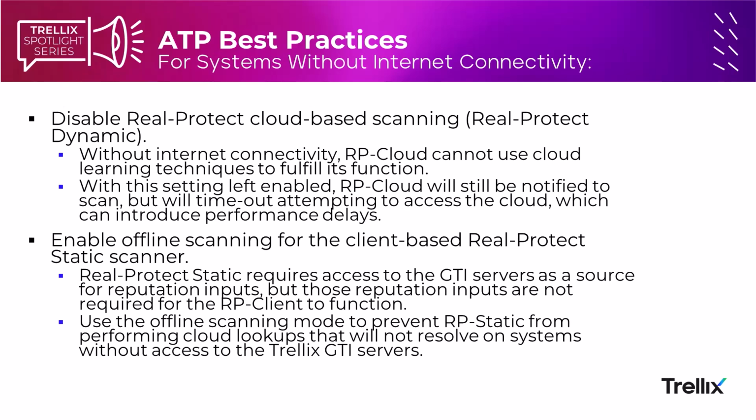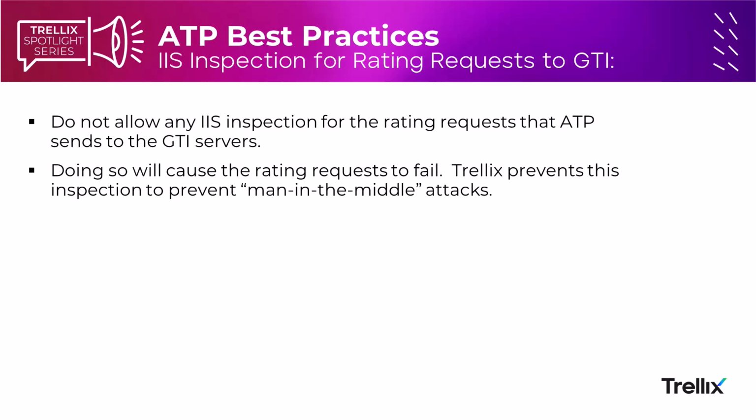Now on systems without internet connectivity, that really kind of defeats some Real Protect features. Number one, your cloud scanner isn't going to function, so you might as well go into the policy and turn it off. Real Protect Client, there's an offline scanning mode. So if you have systems running ATP that you know will never have connectivity to the GTI cloud, go ahead and disable the Real Protect Cloud scanner and then set the Real Protect Client scanner to its offline mode, and that'll prevent the lookups from occurring. Don't allow any inspection into those lookups. That can cause them to fail, cause those lookups to time out. That can sometimes lead to a performance issue.